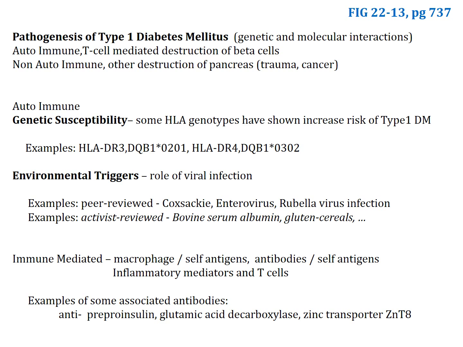There's some genetic susceptibility, so we can do genetic testing on individuals and find out that certain HLA, white blood cell alleles, have been associated with diabetes mellitus. We know that there are some environmental triggers that can begin that autoimmune process, most commonly viral infections. A number of peer-reviewed articles have looked at viruses such as Coxsackie and enterovirus and rubella virus, and shown that individuals who have recovered from these types of infections have gone on to develop type 1 diabetes.